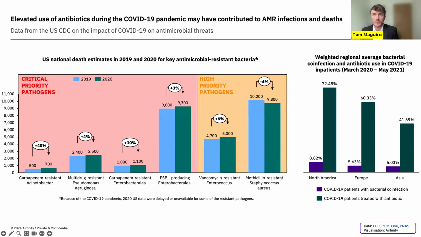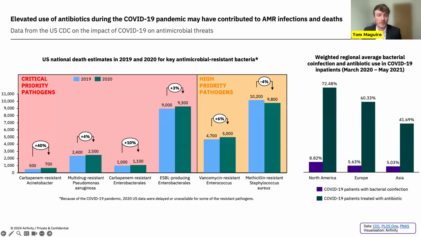So this can also happen over quite a short term. It's been shown through data from the CDC that elevated use of antibiotics during the COVID-19 pandemic may have actually contributed to antimicrobial resistant infections and deaths. So as you can see on the graph at the right, when you look at the number of COVID-19 inpatients treated with an antibiotic, approaching around 72.48% in North America, compared to the number of patients with bacterial co-infection, as low as 8% in North America and even lower in Europe and Asia, showing that many of these COVID-19 patients may have been inappropriately treated with an antibiotic when there will obviously be no response due to the viral infection.